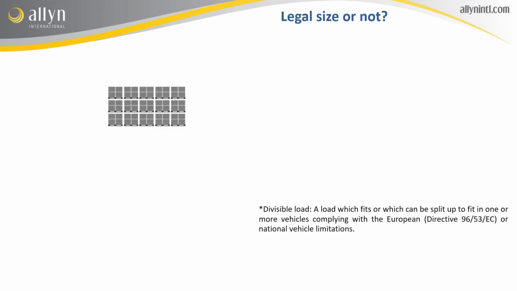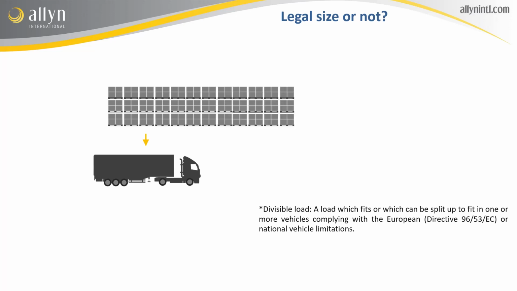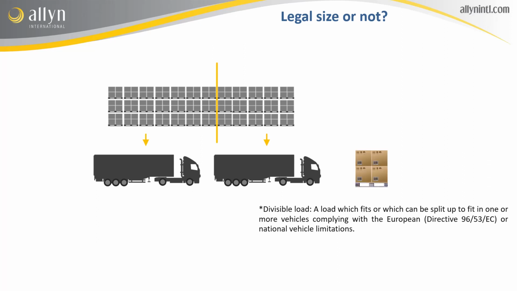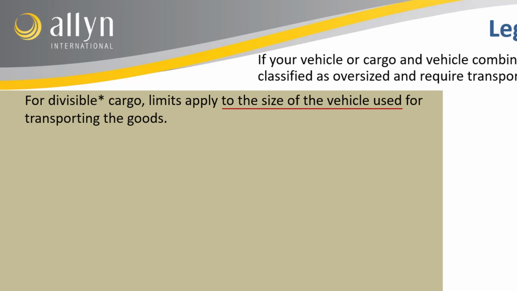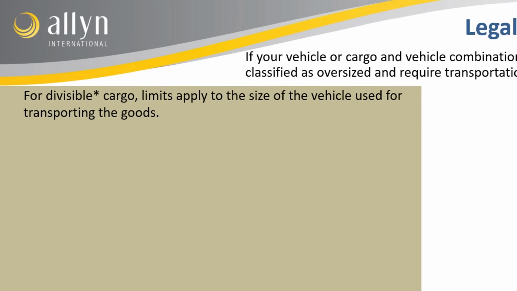A divisible load is a load which fits in a single vehicle, a single semi-trailer for example, or which can be split, divided between one or more vehicles complying with the European or national vehicle limitations. Think pallets, box, drums, and so on. And if this is the case, the limits apply to the size of the vehicle used for transporting the goods.